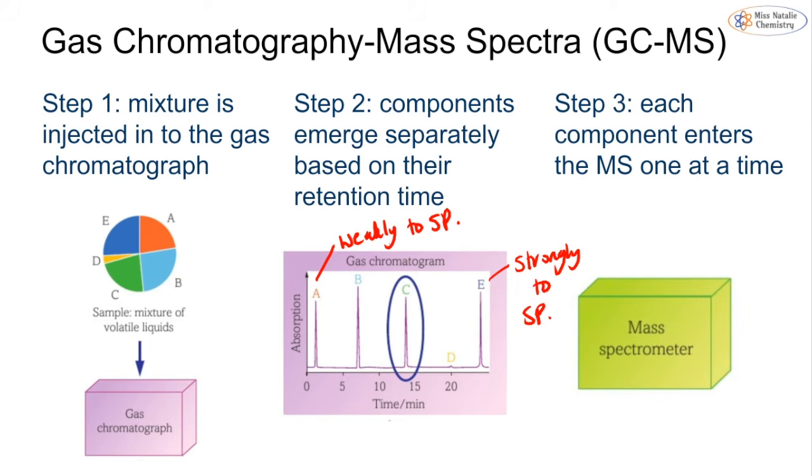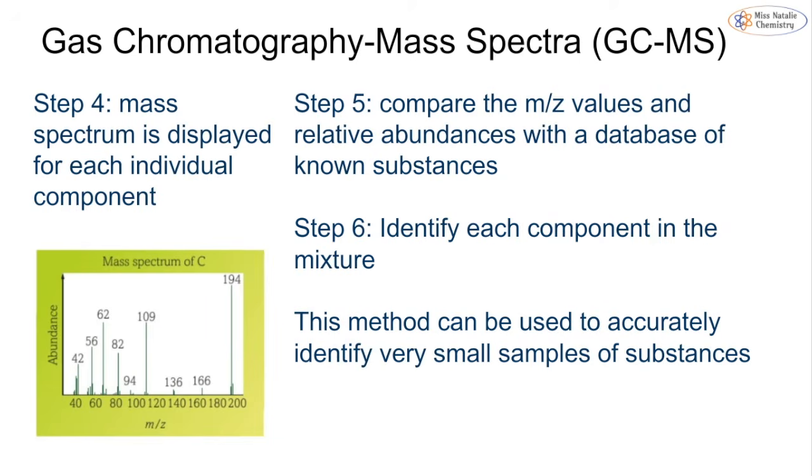So what we then do is each component, as they are then separated, they enter the mass spectrometer one at a time. So this all happens generally within one system that's controlled by a computer. So if we have A, B, C, D and E, they will each be entered into the mass spectrometer one at a time. So let's put our focus onto C. So once we have C passing through the mass spectrometer, we get a mass spectrum that has got our MZ values with our different fragments, and we can get this for each individual component.